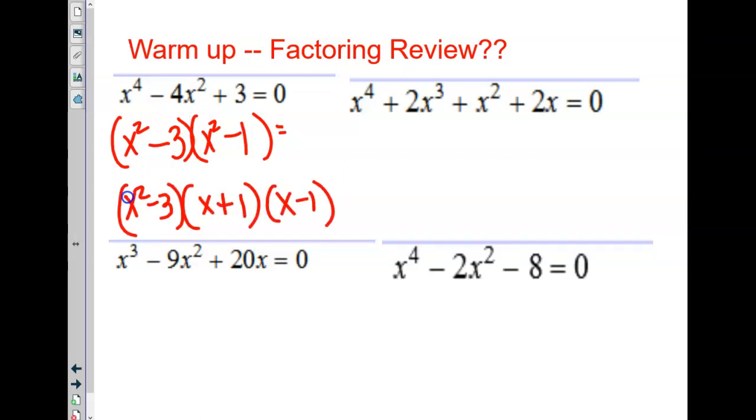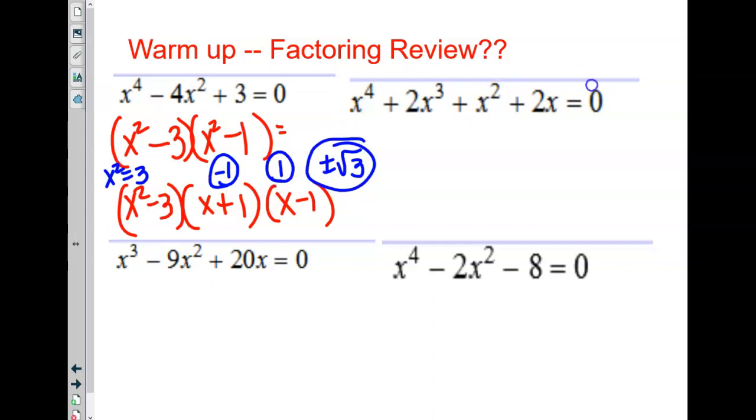Okay. On the homework, you had to then find the real solutions. How many real solutions does that have? Well, one of them is -1. One of them is +1. And here we'd have x squared equals 3, so x would be plus or minus the square root of 3. Those are real, yes? There are 4 real solutions.